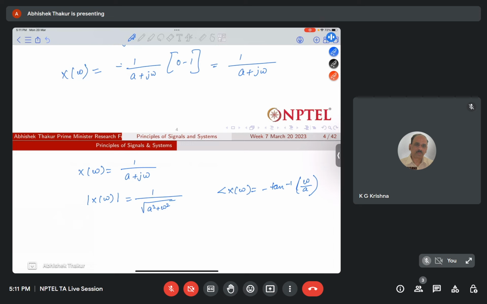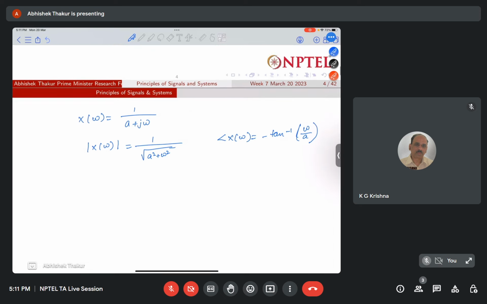Now we will try to plot this. The maximum value of the magnitude of X(omega) will be at omega is equal to 0. You can do this by differentiating also: differentiate X(omega) with respect to omega, equate it to 0, and get the value of omega. At that value, it will be either maxima or minima. So in this case, at omega is equal to 0, the magnitude of X(omega) will be 1 by under root of a square, that is 1 by a.